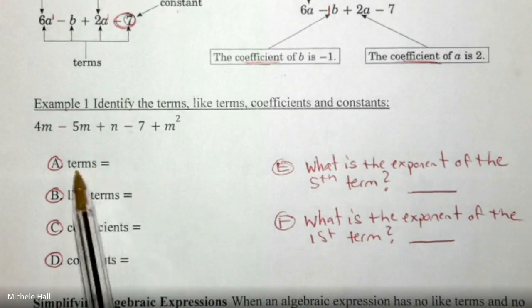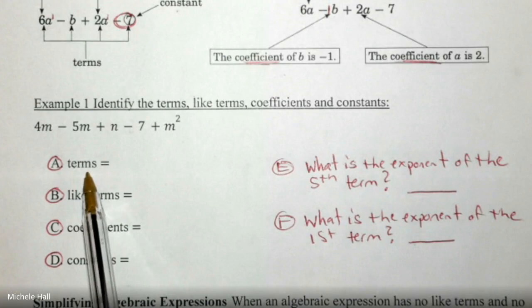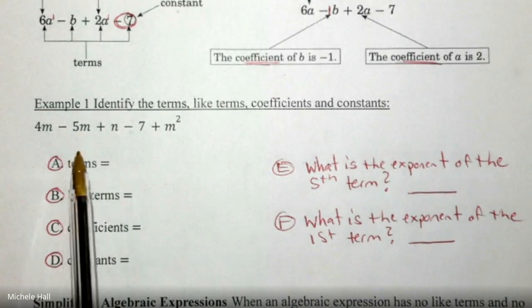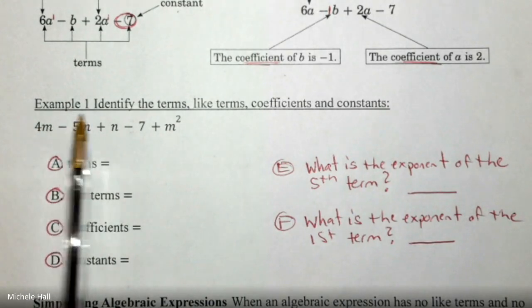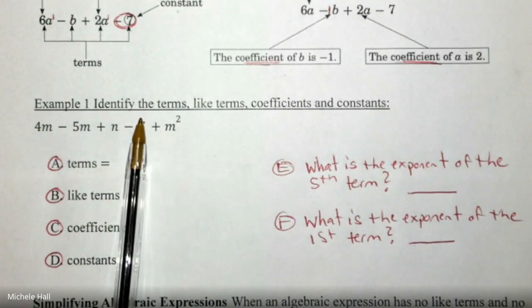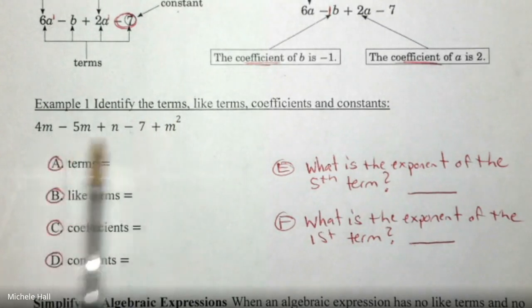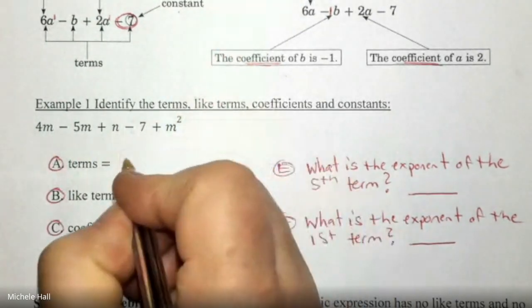Terms. How many terms do we see here? Remember that terms are separated by plus and minus signs. So I have 1 term, 2 terms, 3 terms, 4 terms, 5 terms. There are 5 terms in this expression.